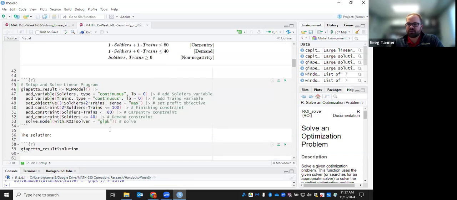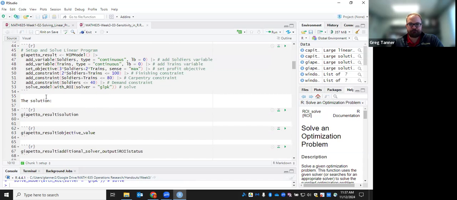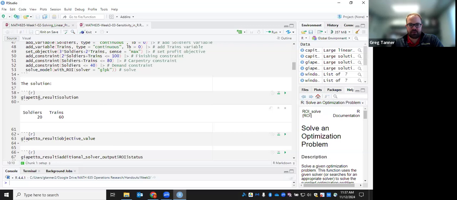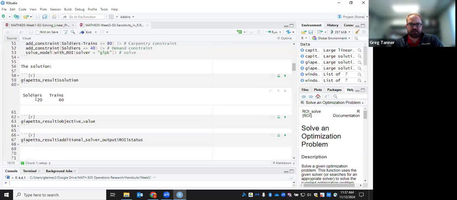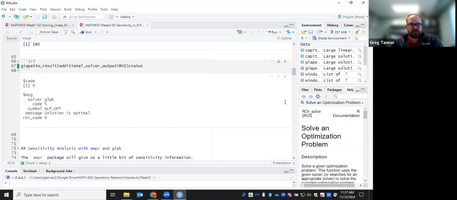We'll begin by just using glpk as the solver that we've been using for all these examples. And we can get outputs of the solution. Optimal solution is to make 20 soldiers and 60 trains. We can get the objective value after solving, and $180 of profit per week. And then we can get the status.